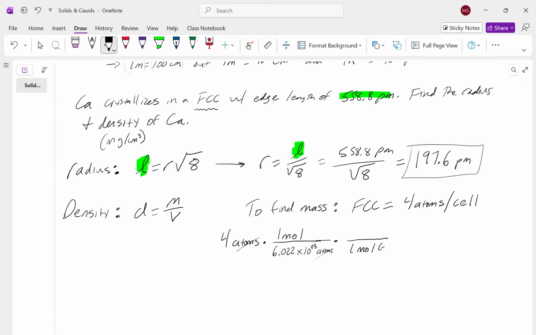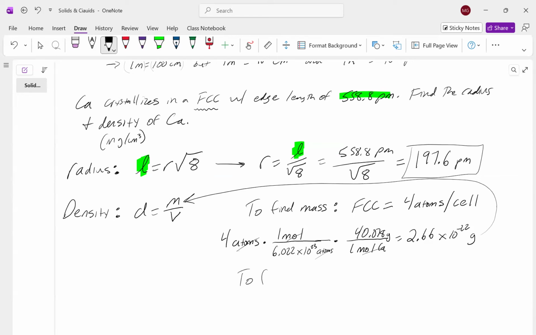1 mole of calcium has a molar mass of 40.078 grams. Just look at that on the periodic table. And so everything cancels out. Notice I'm in units of mass. And that's going to be a very, very small number: 2.66 times 10 to the negative 22 grams. All right, and that's what I'm going to plug in to the mass part.